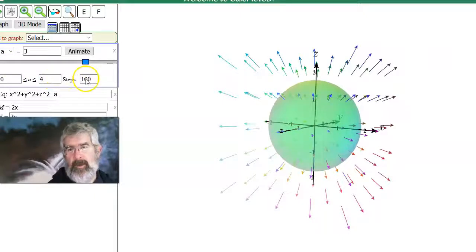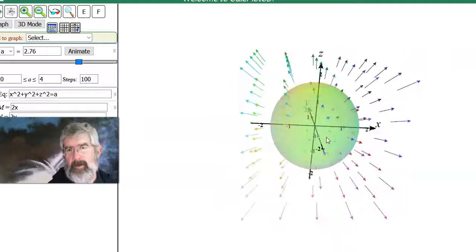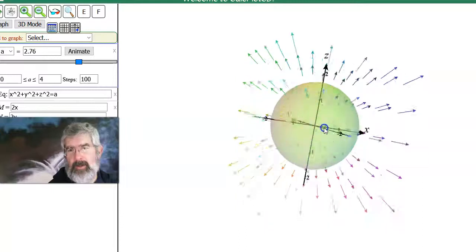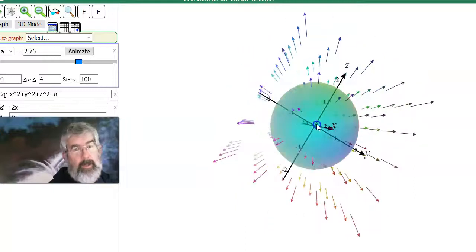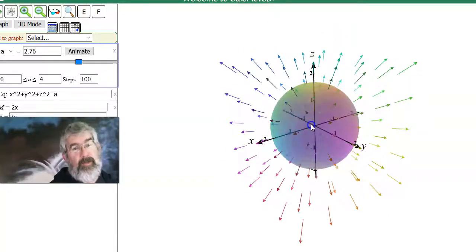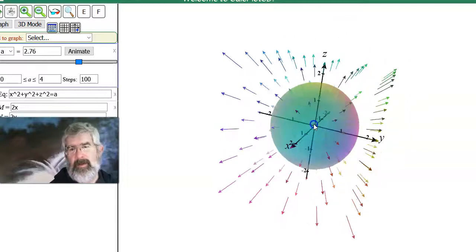And notice that at each point on the sphere, right, pick a point on the sphere, you see that the gradient is crossing it perpendicularly because the gradient is perpendicular to level surfaces. For a function of 2 variables, the gradient is perpendicular to a level curve. For a function of 3 variables, the gradient is perpendicular to the level surface. Let's look at the next example.